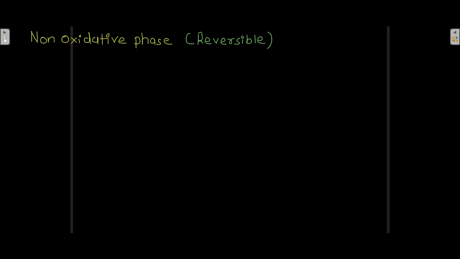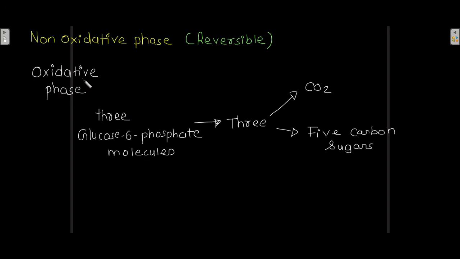Now let's discuss the non-oxidative phase of the pentose phosphate pathway, which is reversible. In the oxidative phase, which we just saw, 3 glucose 6-phosphate molecules give rise to 3 carbon dioxide molecules and 3 5-carbon sugars.